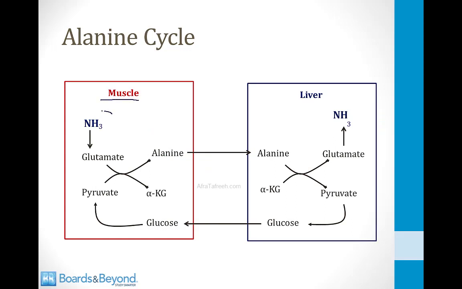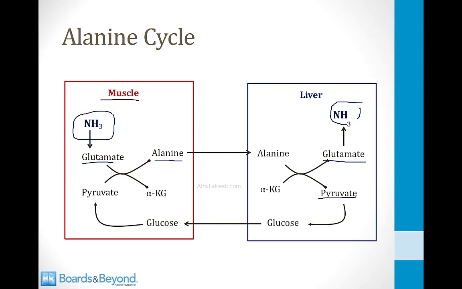In muscle cells, the ammonia from amino acid breakdown is passed to glutamate, which transfers it to alanine, and alanine is the shuttle that carries the nitrogen molecules to the liver. In the liver, alanine passes the nitrogen to glutamate, which can then synthesize ammonia, which can then enter the urea cycle for further metabolism. When alanine passes the nitrogen to glutamate, it creates a molecule of pyruvate.